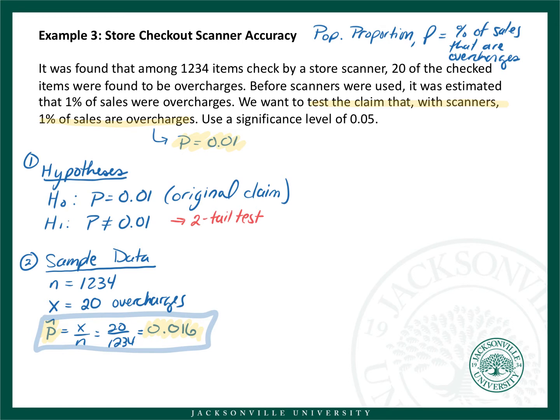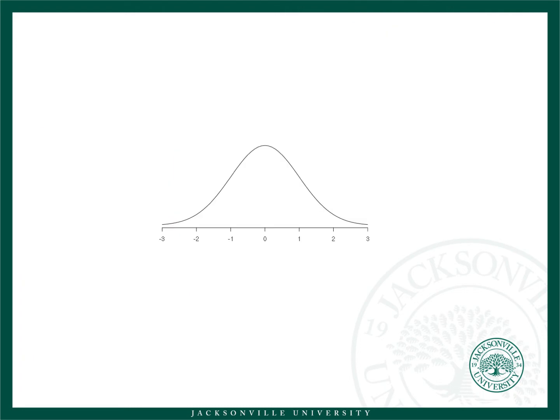In our next slide, let's go ahead and calculate the test statistic and the p-value for our sample data of 0.016. We use this sampling distribution below here, and our P naught value, which is 0.01, is always in the center. These values here represent your z-scores, or you can think of them as your test statistics. For this particular problem, our test statistic is going to be a z-score. You can either use the formula or you can use your calculator. I'm going to use the formula first, and then I'll show you how to do all of this on your calculator.